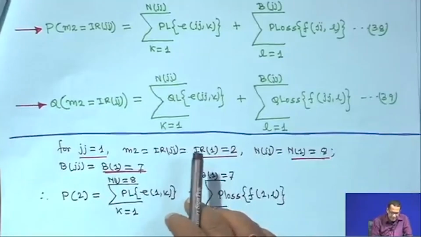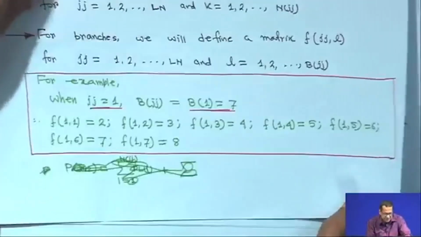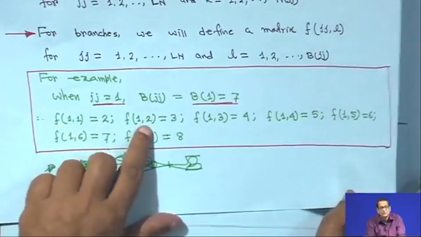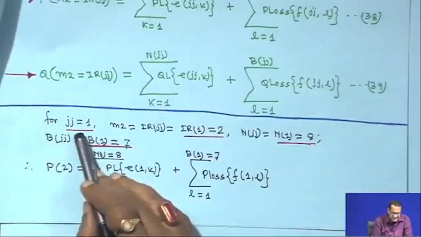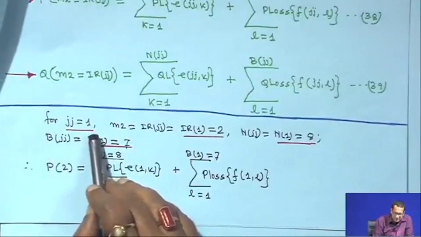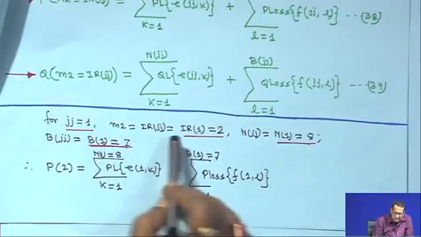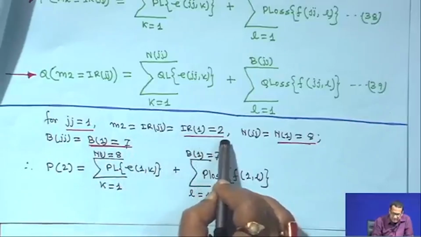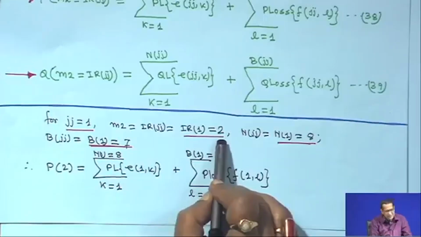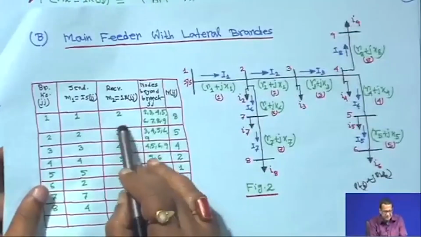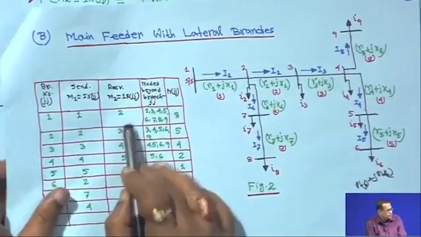For example, this element we have taken F_11, F_12 and so on. So, for JJ equal to 1, branch 1, M_2 is equal to I_R(JJ), which is I_R(1) equal to 2. This is the receiving end node M_2, and it is equal to 2.